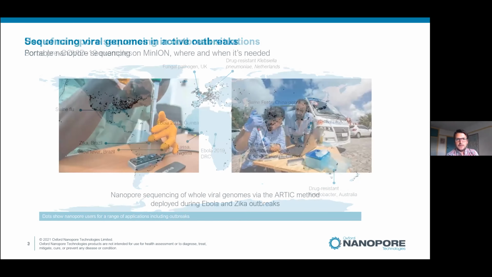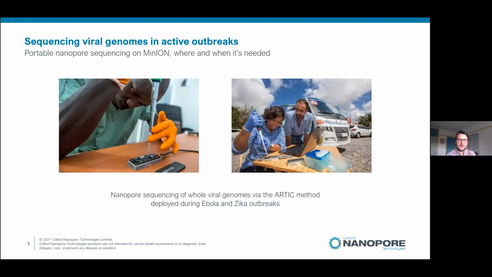So here we have again the picture which I highlighted already, where in 2016 the Arctic Network identified that there was an ongoing Ebola outbreak and packed off Josh Quick with a lab in a suitcase to sequence Ebola genomes just after the majority of the outbreak had happened. But from that, they were able to gain some great insights into how the outbreak occurred and how it was transmitted, and the lessons from this they then passed on to the Zika outbreak in Brazil, where they were going around in a van.